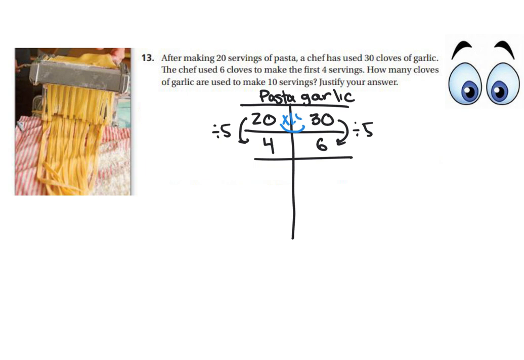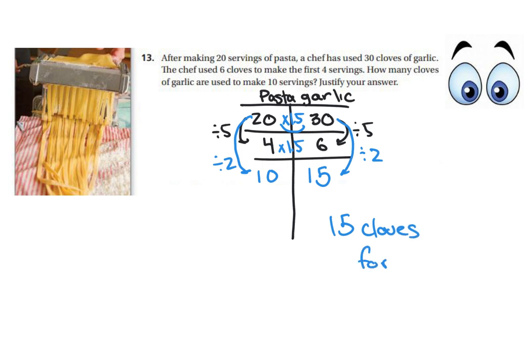20 times 1.5 is 30. 4 times 1.5 is 6. Okay, so we're good to go here. So now we want to figure out how many cloves of garlic are used for 10 servings of pasta. Well, to get from 20 to 10, we would divide by 2. So to get from 30 to our cloves of garlic, we would also divide by 2. We would need 15 cloves of garlic for 10 servings.